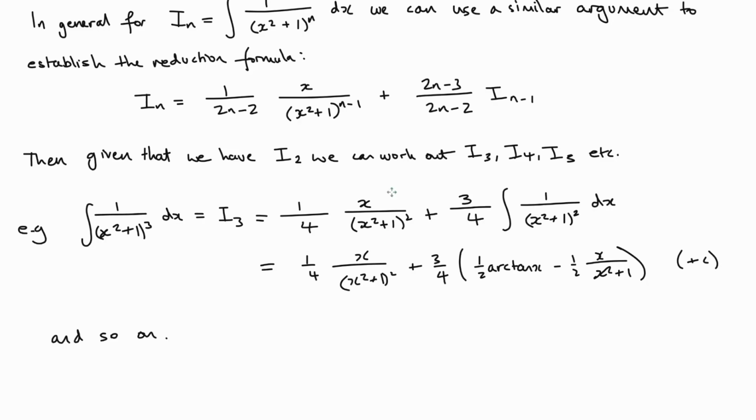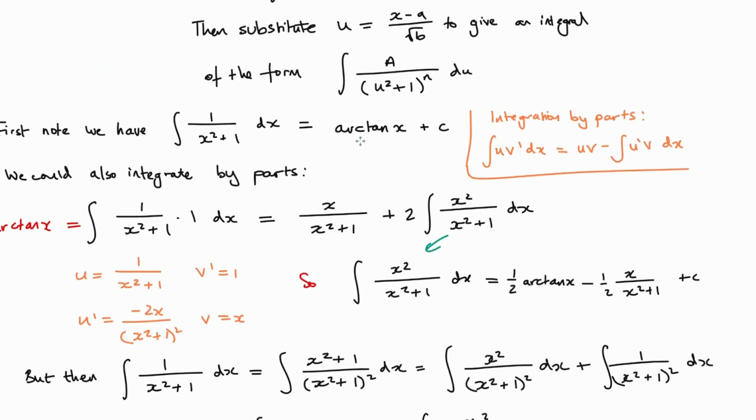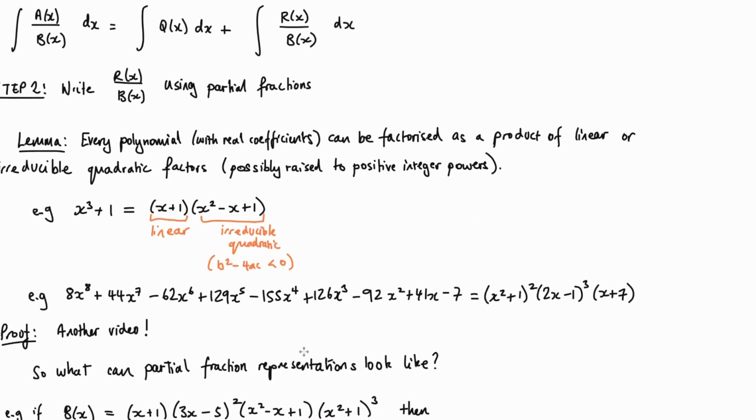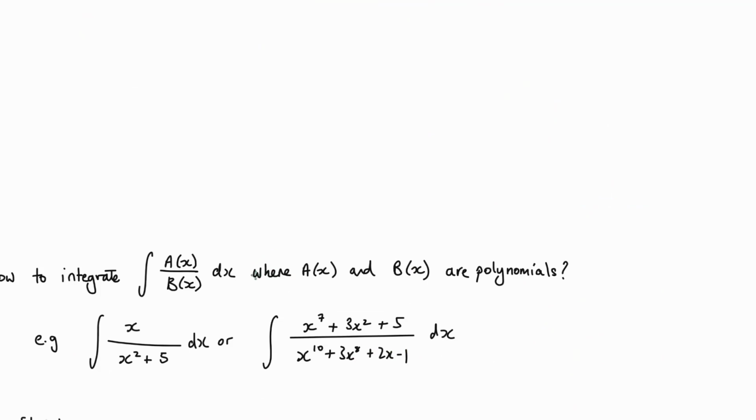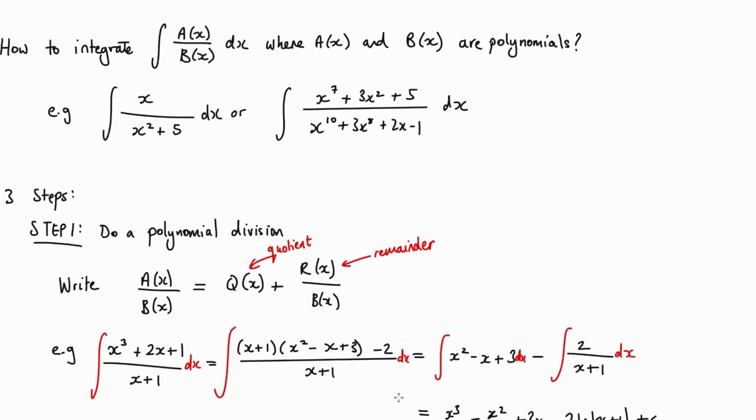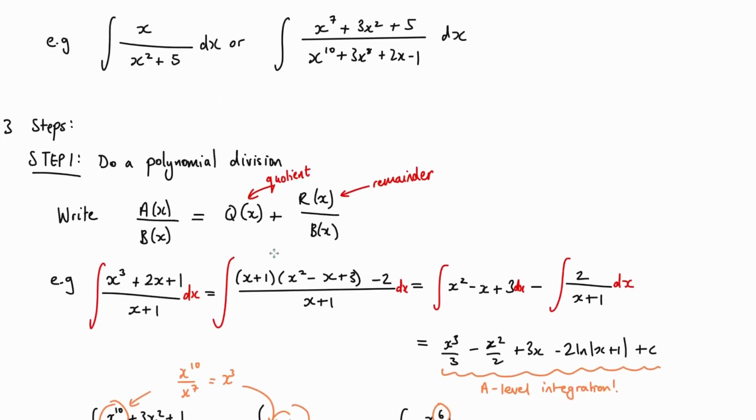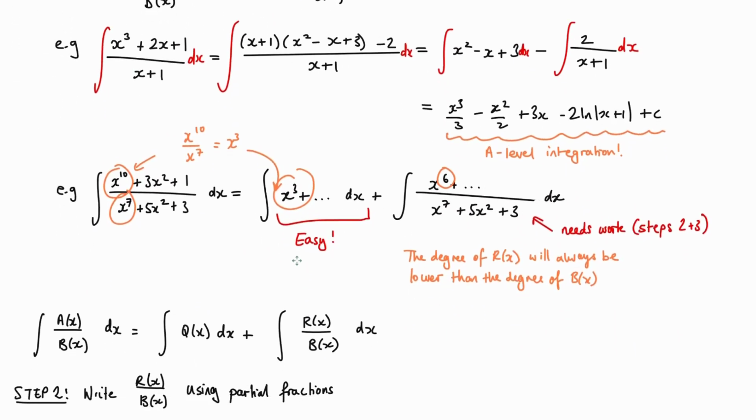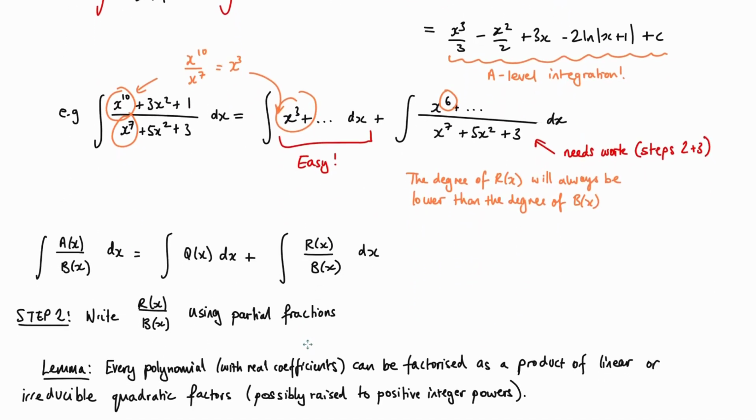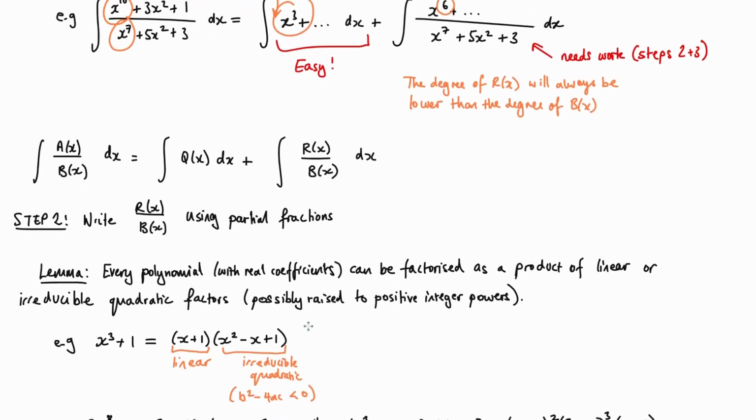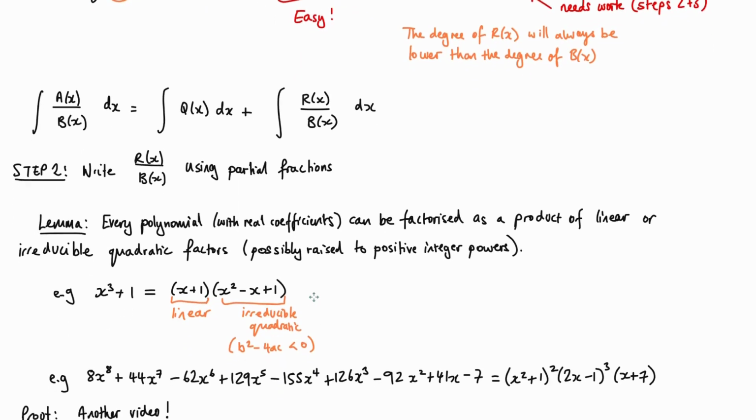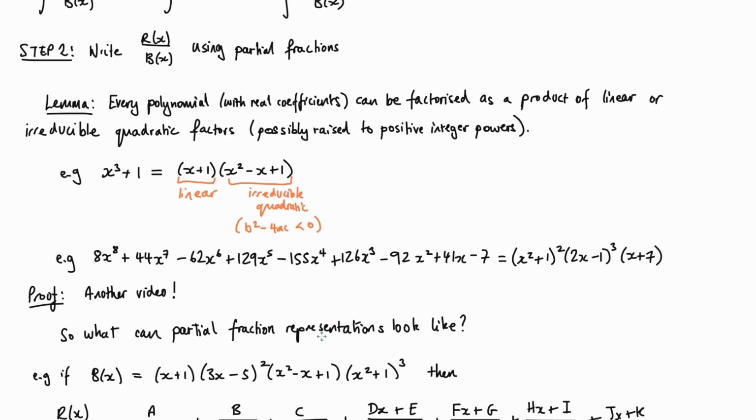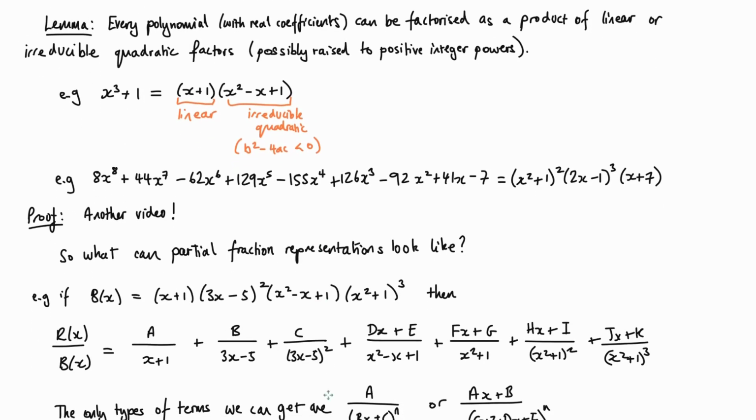But just to recap and review that, we've looked at how to integrate the quotient of any two polynomials in 3 steps. So we start by doing a polynomial division, getting a neat quotient that's easy to integrate, and then a remainder polynomial which is of lower order than the denominator polynomial. We write that remainder polynomial over the denominator polynomial using partial fractions, noting that we can only get linear factors to positive integer powers or irreducible quadratics to positive integer powers.